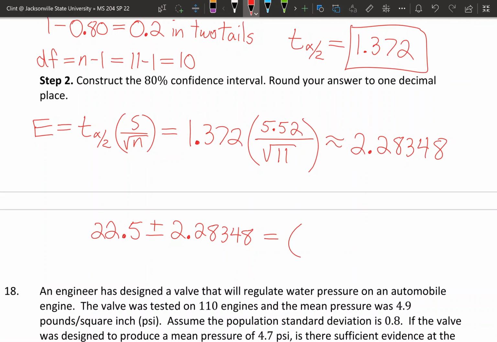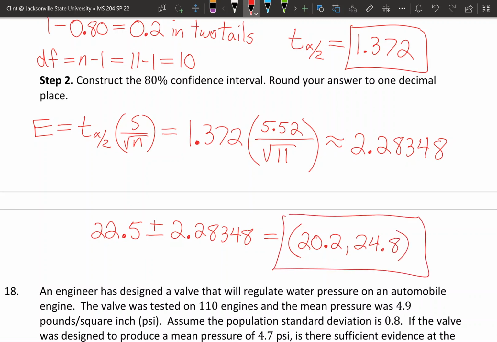Get our interval, so let's see. We do minus to get the lower bound. It says round to 1 decimal place, so on the lower end we'll get 20.2. And then we add. On the upper end we'll get 24.8. There's our confidence interval.